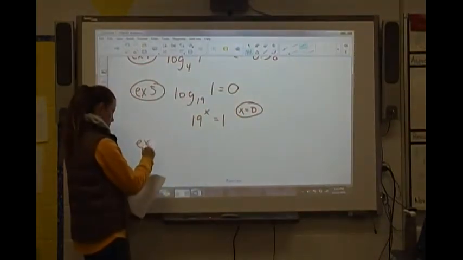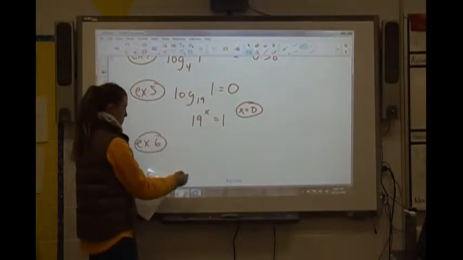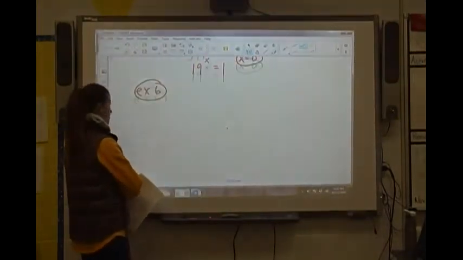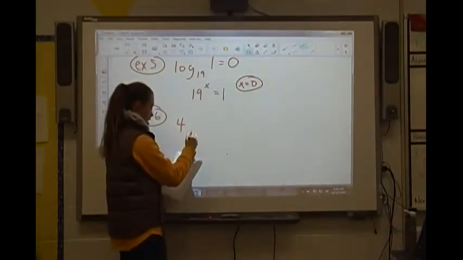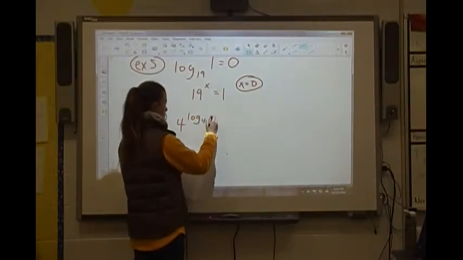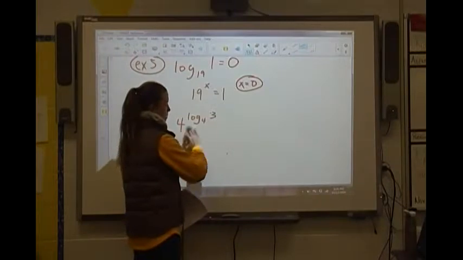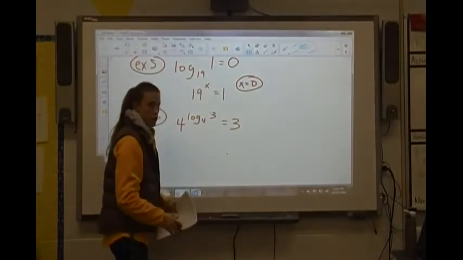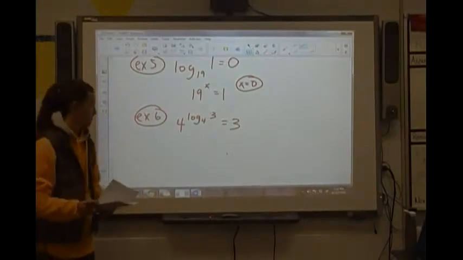My last example, example 6. So this is that exponential one, with 4 raised to the log base 4 of 3, and my answer here, these two will cancel out, leaving me with just 3 as a solution. That's that fourth property there.